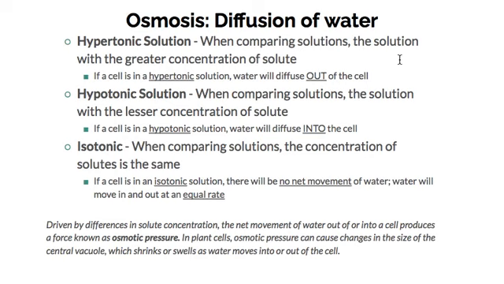Driven by differences in solute concentration, the net movement of water out of or into a cell produces a force known as osmotic pressure. In plant cells, osmotic pressure can cause changes in the size of the central vacuole, which will shrink or swell as water moves into or out of the cell.